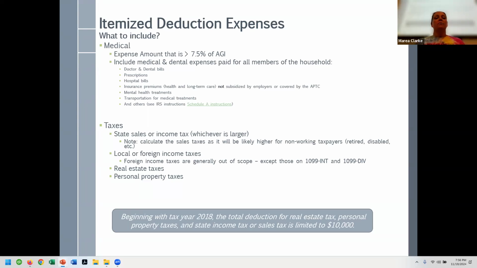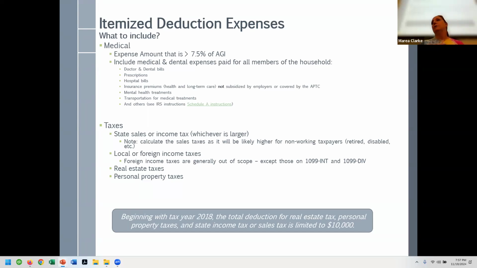State taxes, so sales tax or income tax, whichever is larger. Generally that's going to be sales tax for people that are not retired or if they're in a state that doesn't have an income tax. Local or foreign taxes would generally be out of scope. We're not going to worry about those. Real estate or personal property taxes. The one other limit is that for these taxes, state and local taxes, it's limited to $10,000.